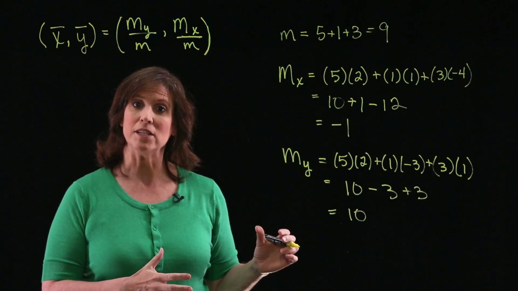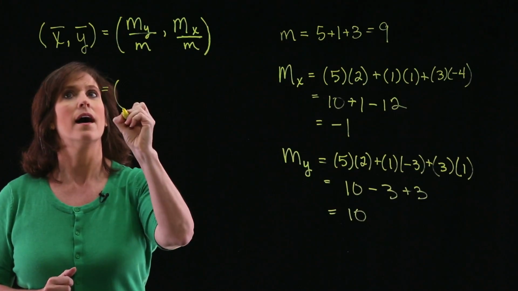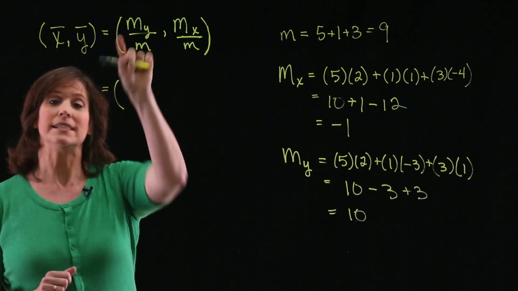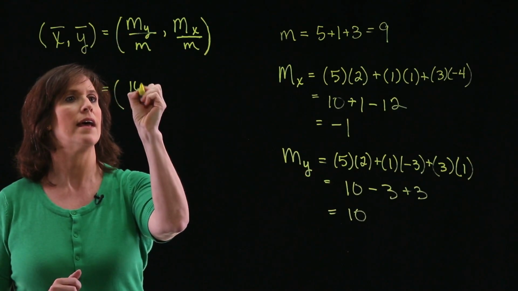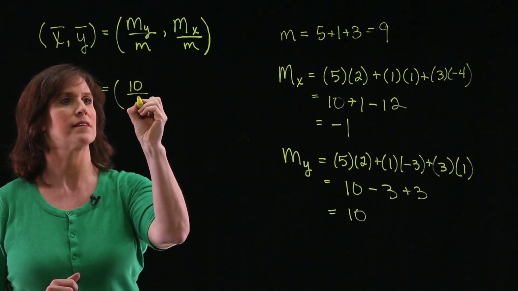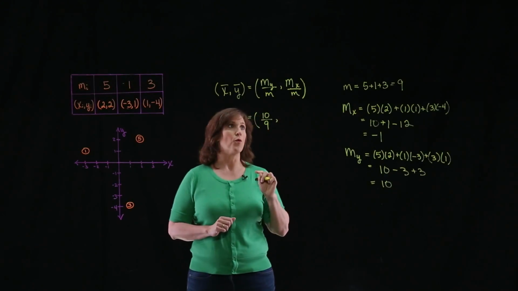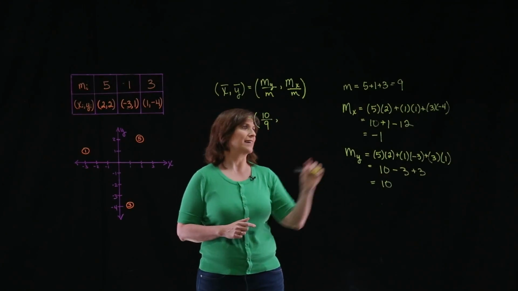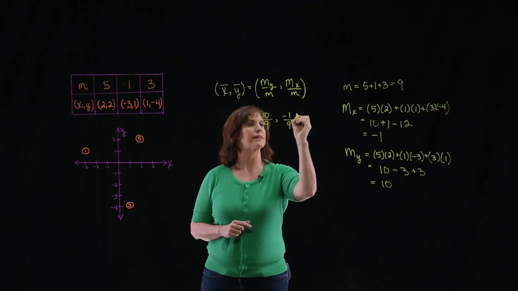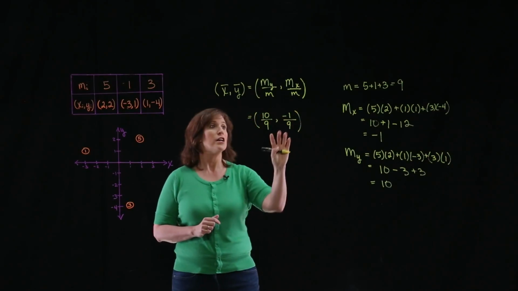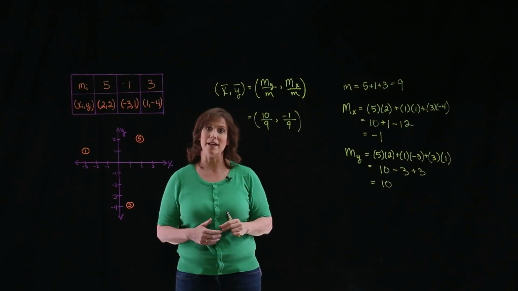I now have all the information I need. I just need to plug it into my formula. To get the center of mass, I need to take the moment about the y-axis, which is 10, and divide that by the total mass, which I calculated to be 9. For the y-coordinate, I need to take the moment about the x-axis, which is negative 1, and divide that by the total mass, which is 9 again. So it turns out that my center of mass is the point (10/9, -1/9).